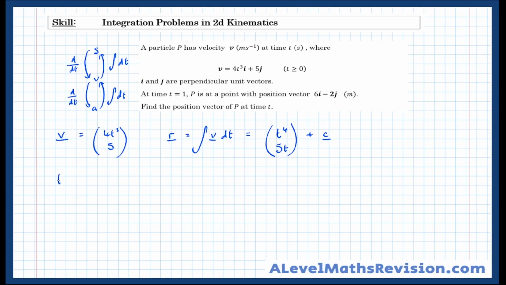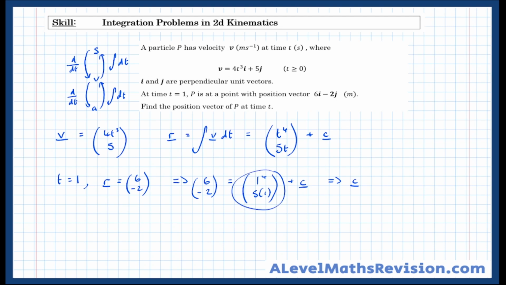Right, so now it says when t equals 1, the position of the particle is (6, minus 2), like that. So if we sub that in now, we can find the value of c. So that means that (6, minus 2) equals (1 to the 4, 5 lots of 1) plus c. Mustn't forget to underline it because it's a vector. And that means that c equals, if we subtract this from both sides, 6 take 1 on the top, which is 5, and minus 2 take 5 on the bottom, which is minus 7, just like that there.